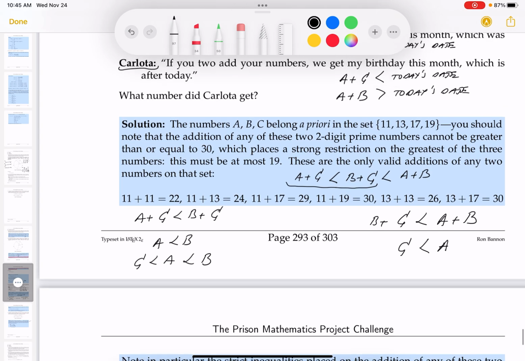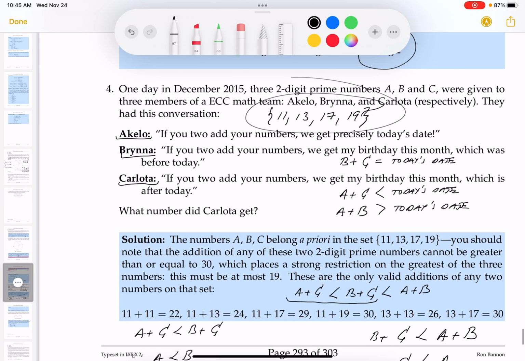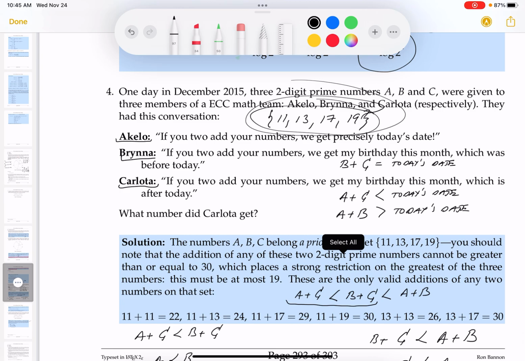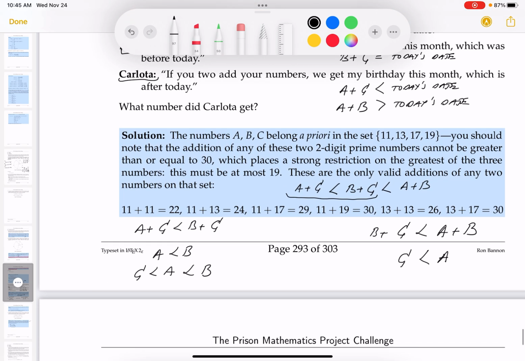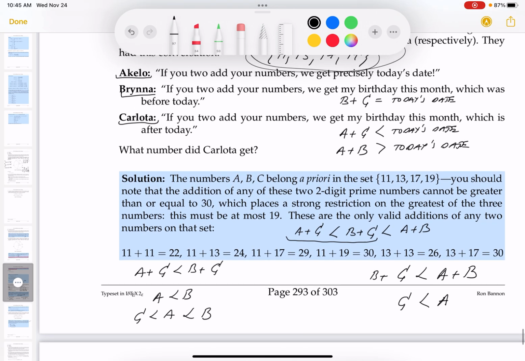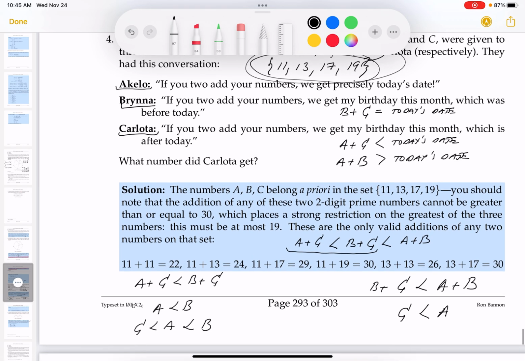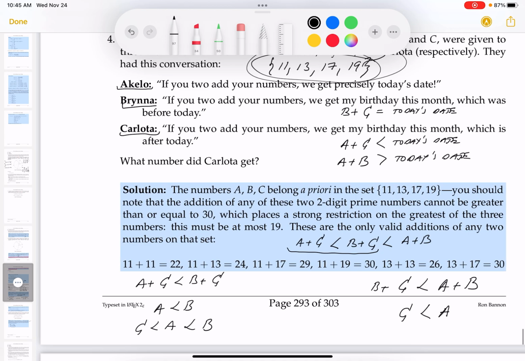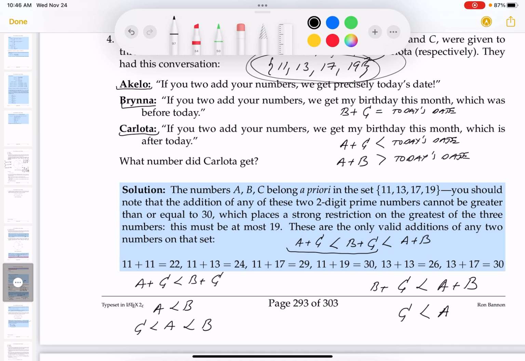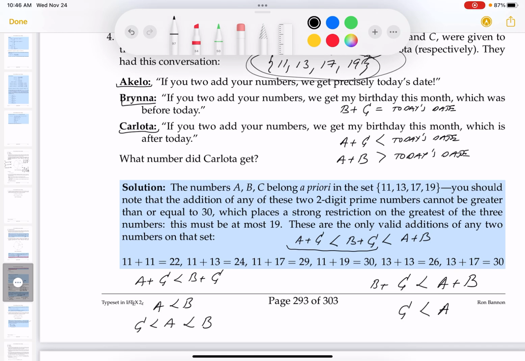All right, let me just start to see what they're going to say now. And again, I got this over here. 11, 13, 17, 19. Let me read this again. One day in December, 2 prime digit numbers. I had a conversation. Oh, what did Carlotta get? Well, Carlotta's the smallest number, right? So Carlotta, and again, these are ordered numbers. I guess Carlotta could get 11 or 13, right?